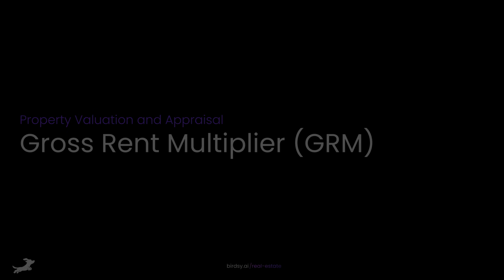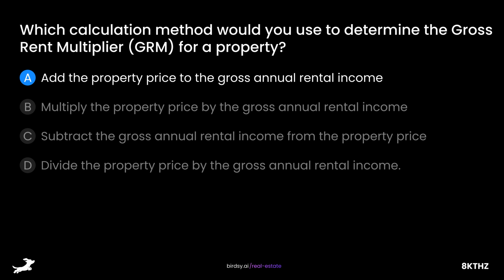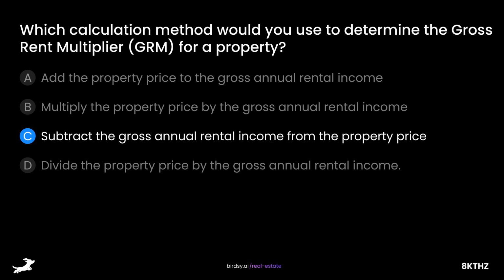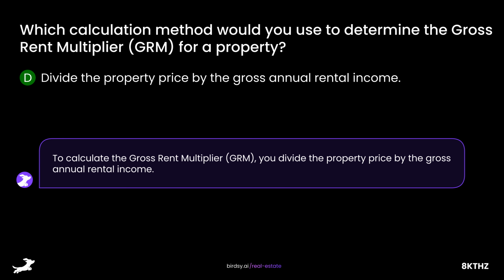Gross rent multiplier. Which calculation method would you use to determine the gross rent multiplier for a property? Is it A. Add the property price to the gross annual rental income, B. Multiply the property price by the gross annual rental income, C. Subtract the gross annual rental income from the property price, or D. Divide the property price by the gross annual rental income? The answer is D. Divide the property price by the gross annual rental income. To calculate the gross rent multiplier, you divide the property price by the gross annual rental income.